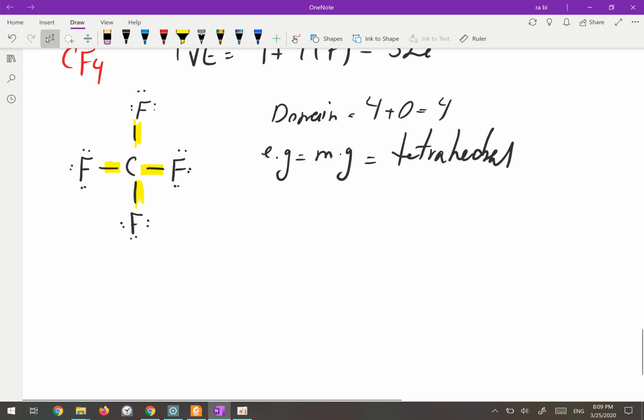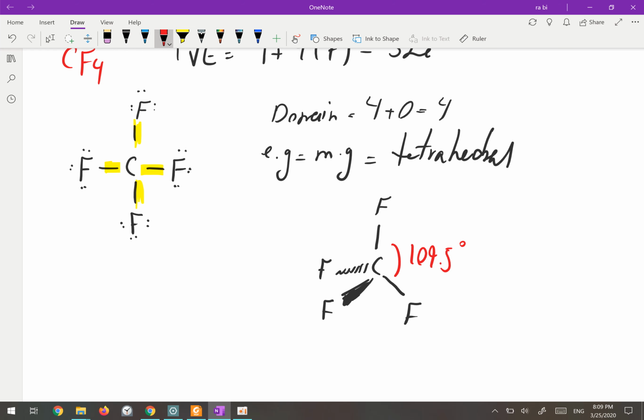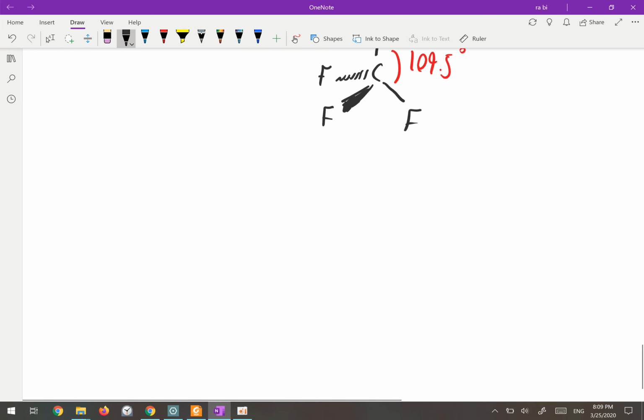And when we want to draw the tetrahedral, one domain is on the screen, this domain is on the screen, this domain is coming out of the screen, or if you are writing on the paper, out of your paper, and these domains which is shaded goes into your paper. And here are fluorines, and the angle is 109.5 degrees.